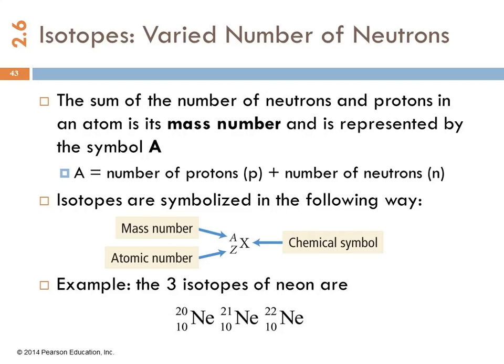And if we want to know the number of neutrons, this is stacked up, so we could subtract: 20 minus 10 is 10. That one has 10 neutrons. This one has 11 neutrons. This one has 12 neutrons. That's one of the few things about this that does make sense. The number of protons is the same. Okay, any questions yet?